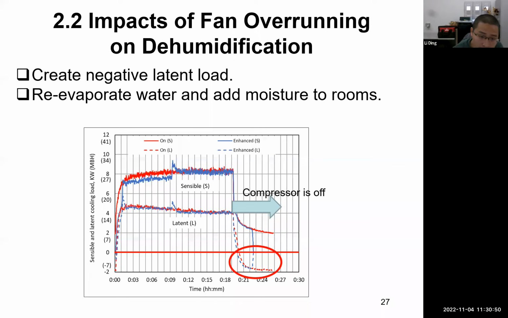So here, the dashed line shows the latent cooling load, these two dashed lines. And here is a zero reference line. So you can see when the compressor is off, the fan overruns, but it will create negative latent cooling load, which means the moisture will be added to the room because of the re-evaporation of water.